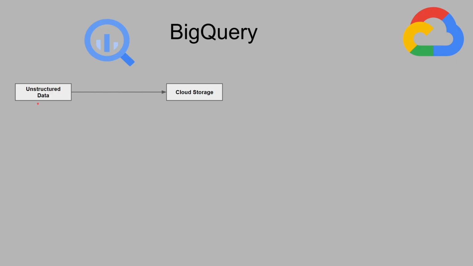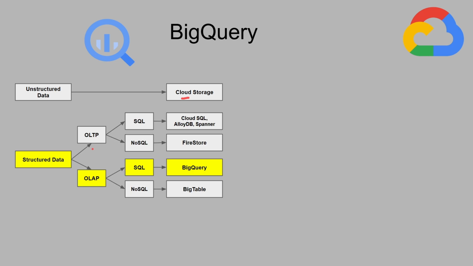Raw, unstructured data, for example image or video, is the best fit for Cloud Storage. For structured data, the choice depends on your application type and workload. For transactional or OLTP systems, use SQL databases like Cloud SQL, AlloyDB, or Spanner. For NoSQL, Firestore is the best fit. For analytical or data warehouse workloads, BigQuery is the best for SQL, and Bigtable works well for NoSQL.